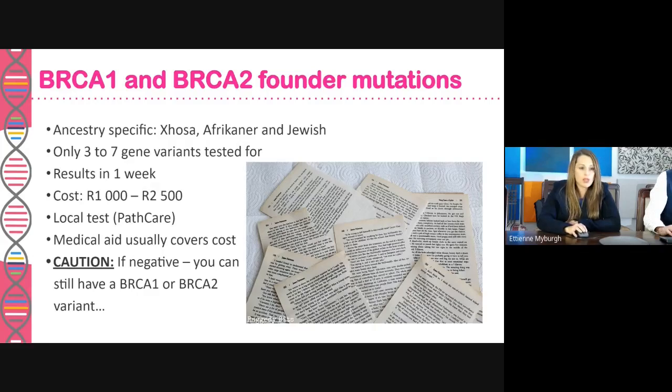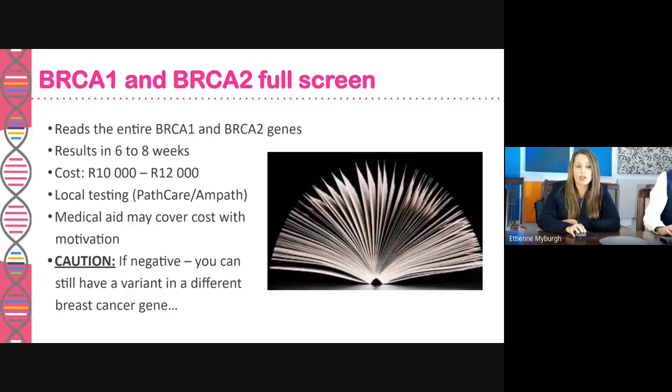But as I've mentioned, if you have only the founder mutations test and it comes back negative, meaning there's no variant, it does not exclude all possible gene variants in the BRCA1 or BRCA2 genes. So if you have a founder mutations test and it's normal, it does not mean that you do not carry those gene variants in those genes. So that's where option 2 comes in.